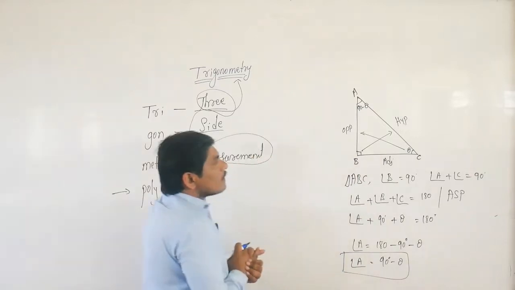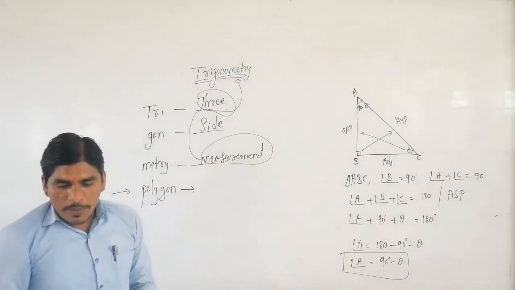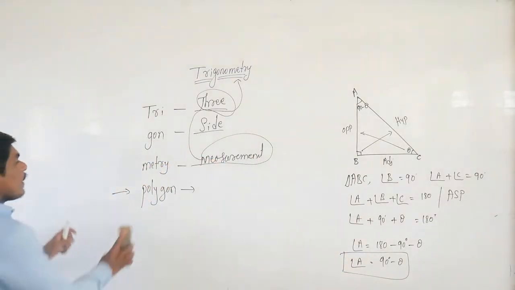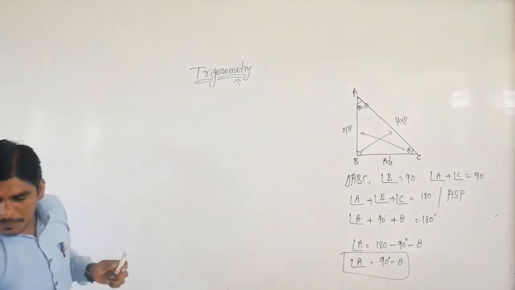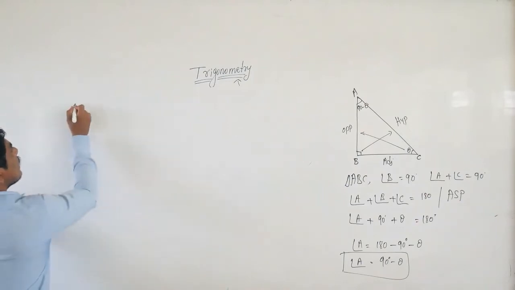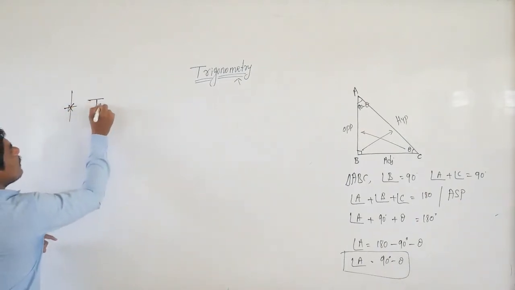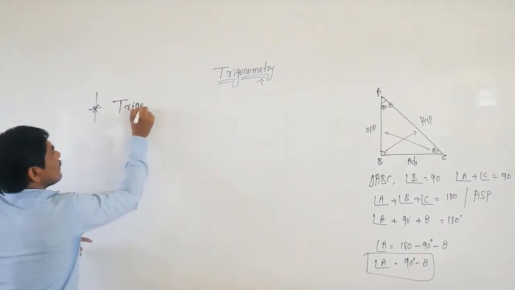Now the next concept is trigonometrical ratios. Trigonometrical ratios are completely based on the right angle triangle. Here the next point is a very important point, so concentrate carefully.